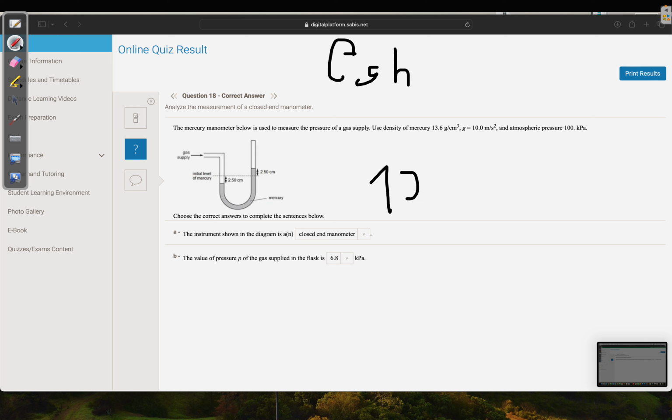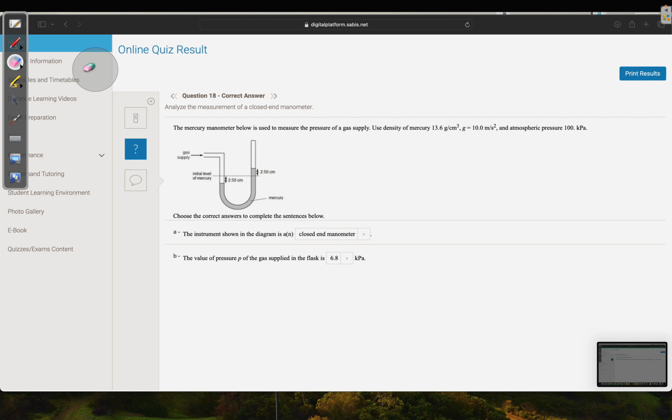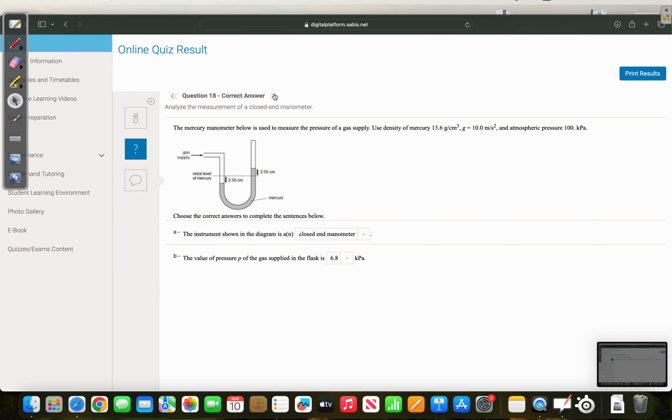So 13,600 times 10 times the height, which is, we're gonna have to add the heights here, so it's gonna be 5 centimeters, but we're gonna have to convert it to meters, which is 0.05. So 13,600 times 10 times 0.05 will give us 6,800. And since they want it in kilopascals, we just divide by 1,000, and that will give us 6.8 kilopascals.